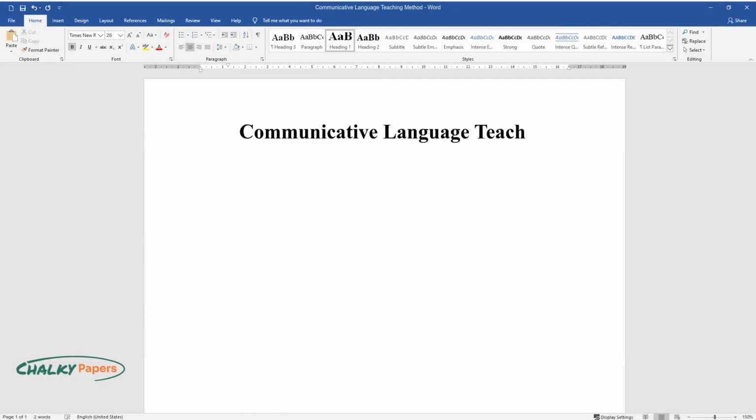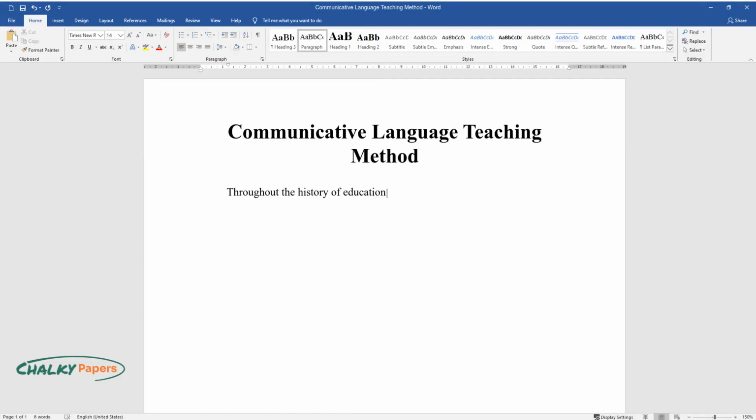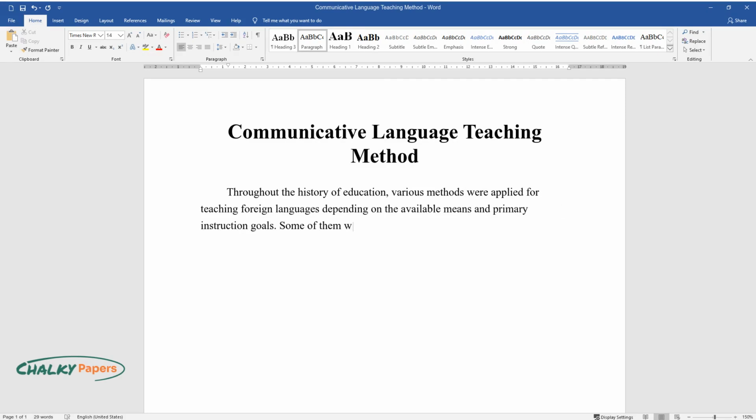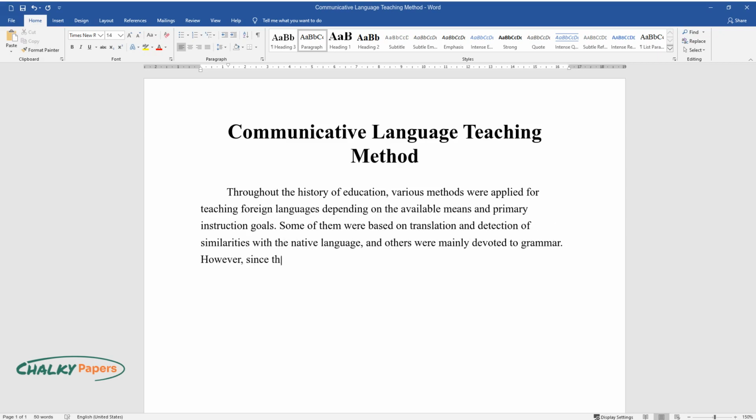Communicative language teaching method. Throughout the history of education, various methods were applied for teaching foreign languages depending on the available means and primary instruction goals. Some of them were based on translation and detection of similarities with the native language, and others were mainly devoted to grammar. However, since the 1960s, communication language teaching has globally become the mainstream approach.